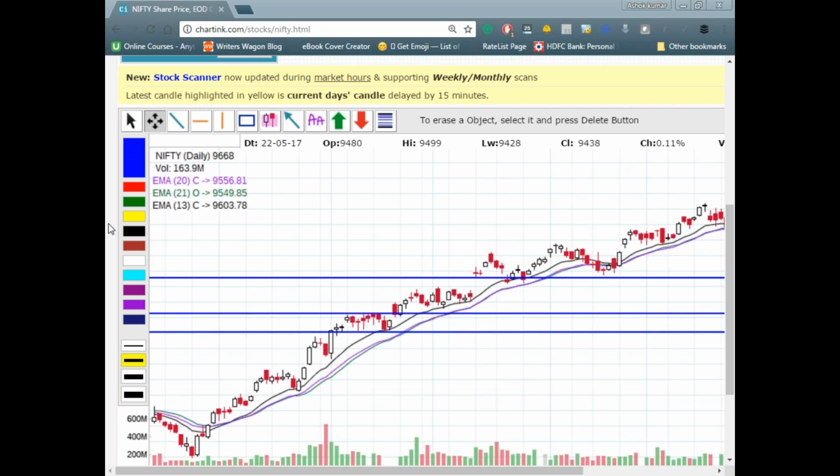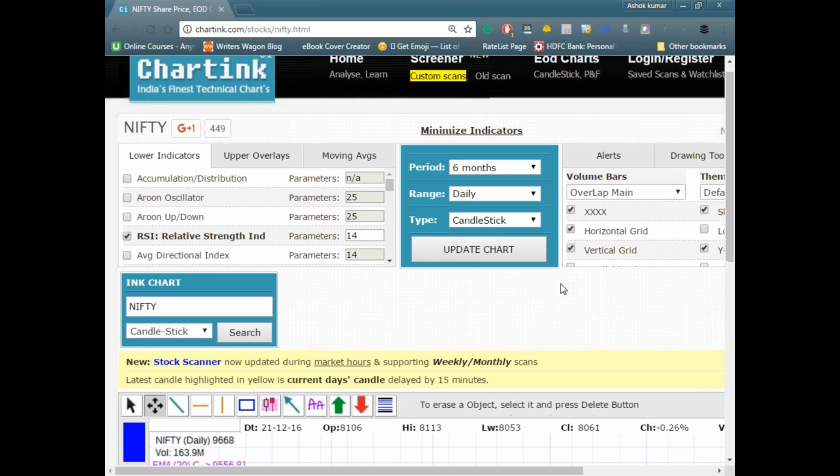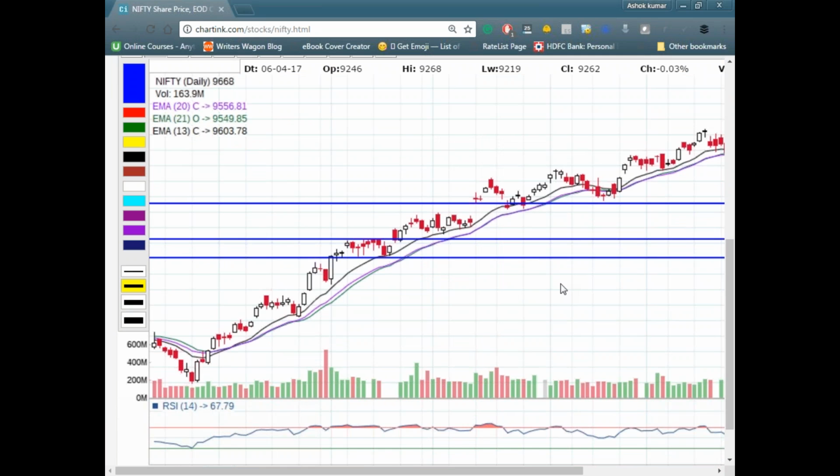This is a daily chart which I have over here. So everything over here is a daily chart. This is a daily, not a weekly or a monthly chart. So if you say 21 periods also, it is 21 days previously what has happened.